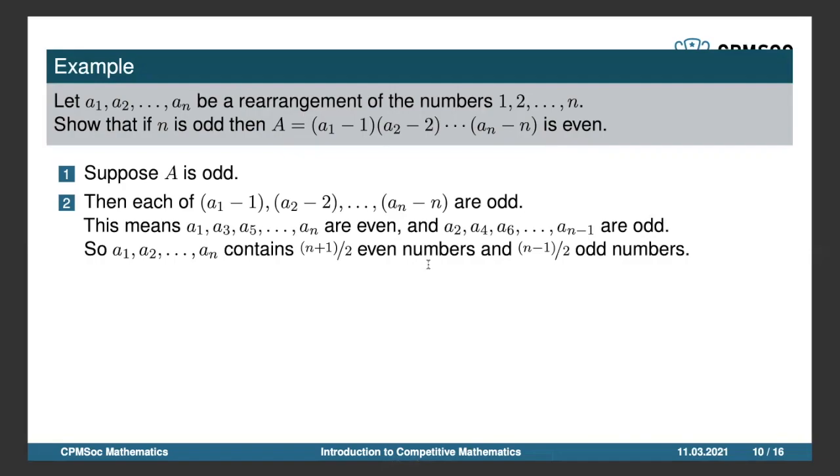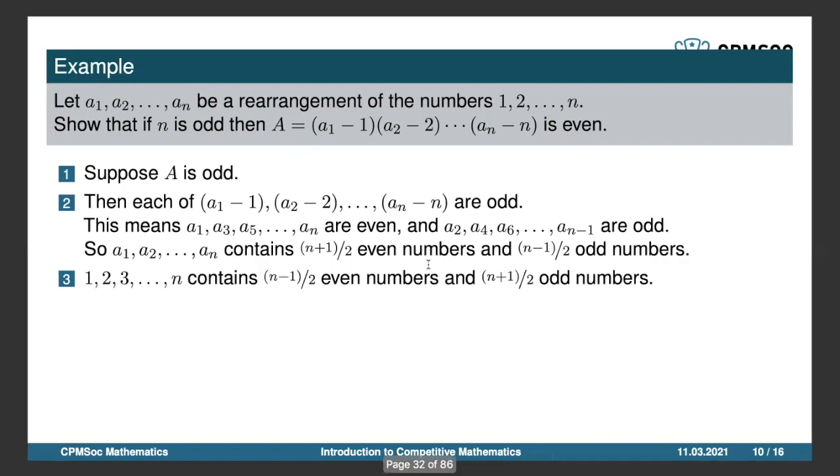So from this, we can conclude that since A1 to An are rearrangements of the numbers 1 through n, if A1 through An has (n-1)/2 even numbers and (n+1)/2 odd numbers, that means that the numbers 1 through n also have to have (n-1)/2 even numbers and (n+1)/2 odd numbers.